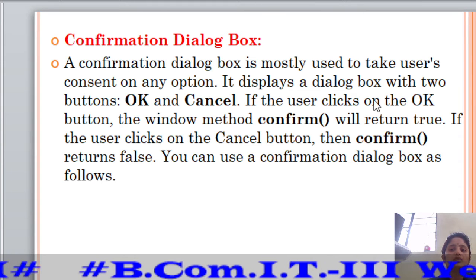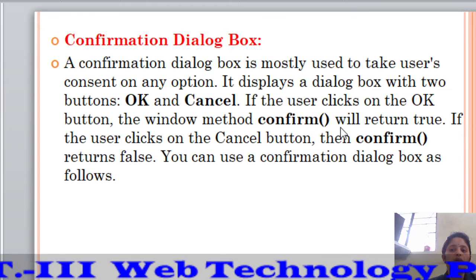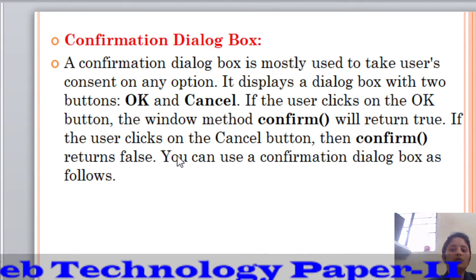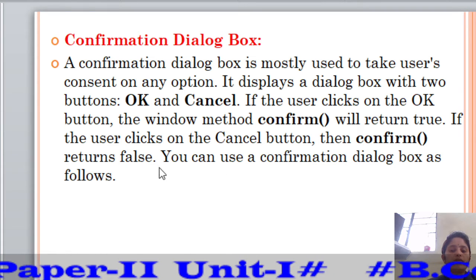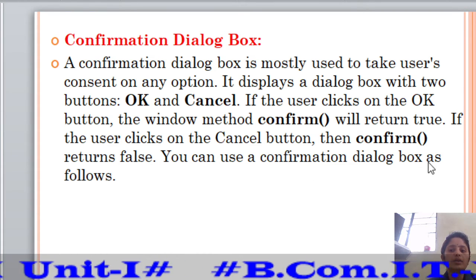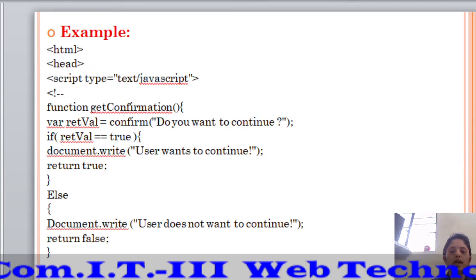If the user clicks on the OK button, the window method confirm will return true. If the user clicks on the Cancel button, then confirm returns false. You can use the confirmation dialog box as follows. Let's see the example of the confirmation dialog box.